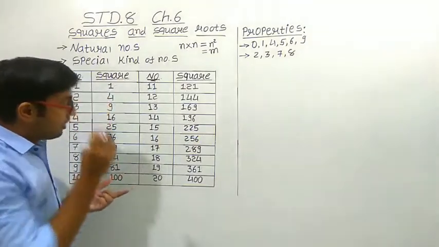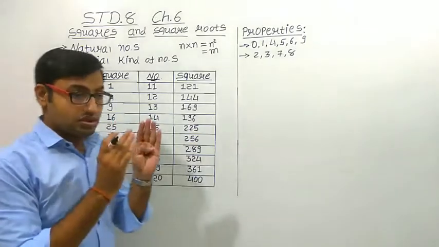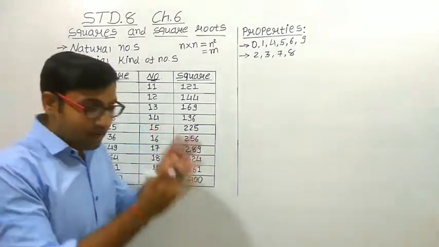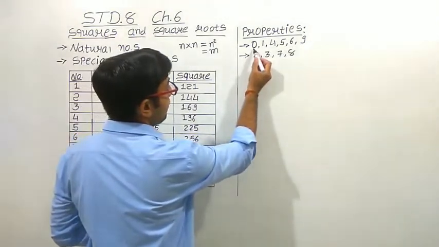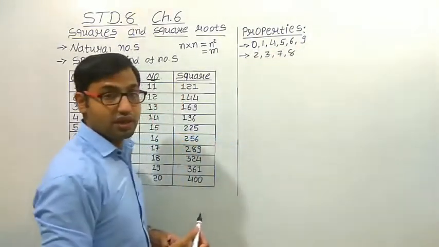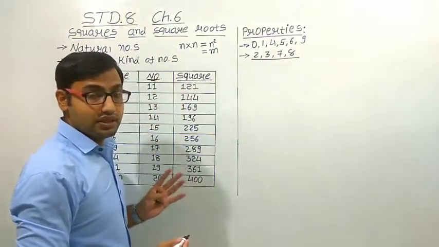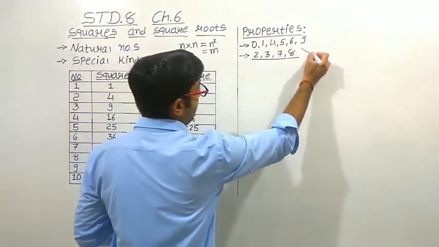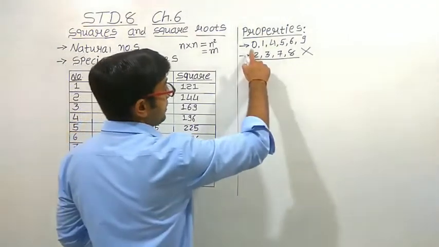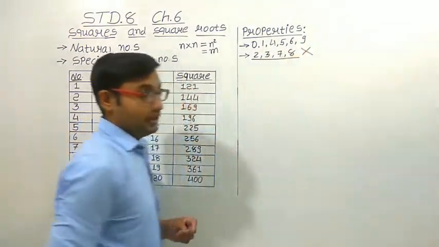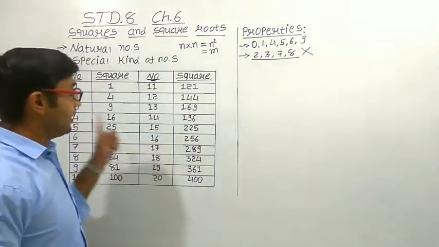So from this table we can conclude that if the number is a perfect square number of any natural number, then its unit place number must be from these numbers. If there is 2, 3, 7, 8 at the unit place, then that number can never be the perfect square of any natural number. If there is 0, 1, 4, 5, 6, 9 at the unit place, then it can be the perfect square of any number.